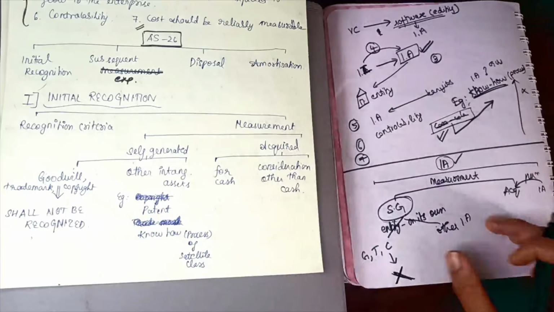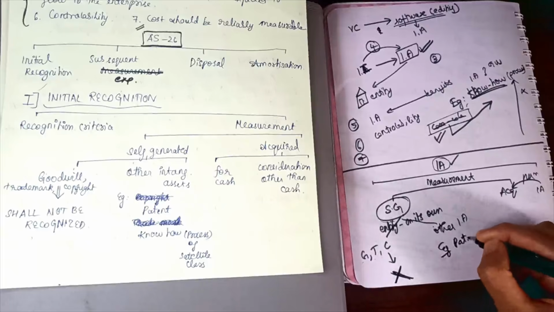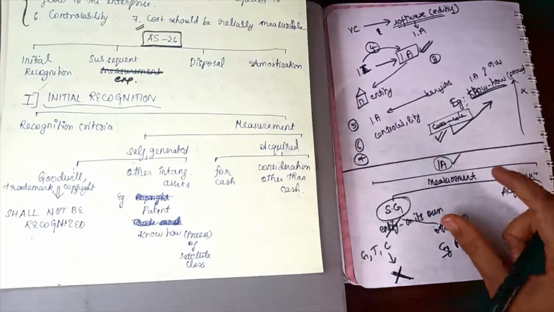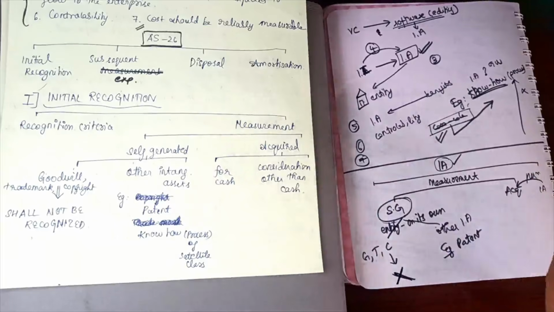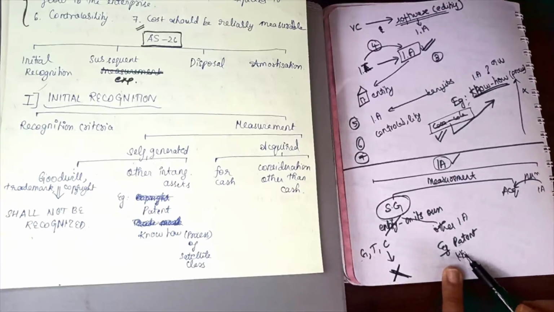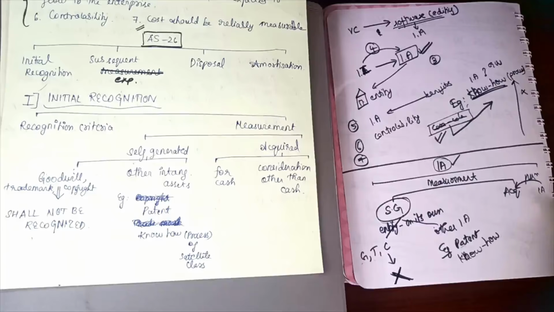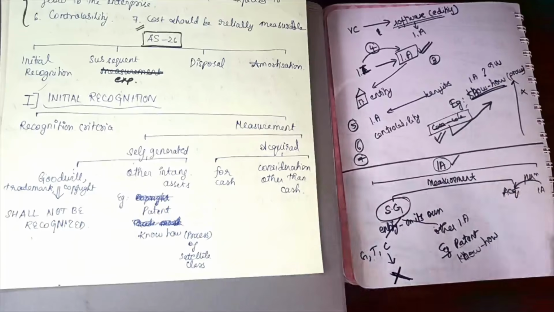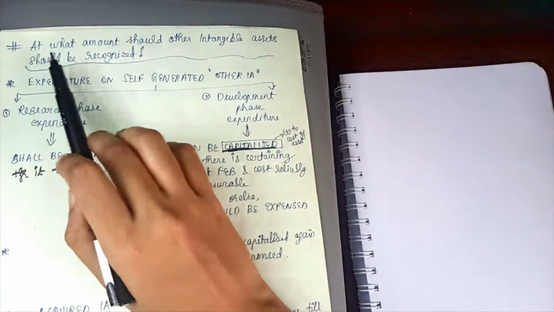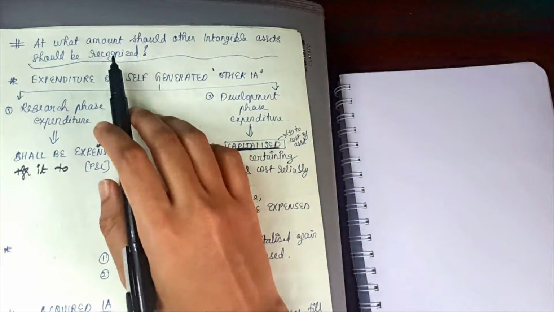Then what about other intangible assets? Example, if you have a self-generated patent, meaning you have found a medicine and patented it, that is something you have self-generated in your company. Patent or some know-how, where you have developed some process. So how are you going to record other intangible assets in your books of accounts is what we are going to see first. At what amount should the other intangible assets be recognized in the books of accounts?